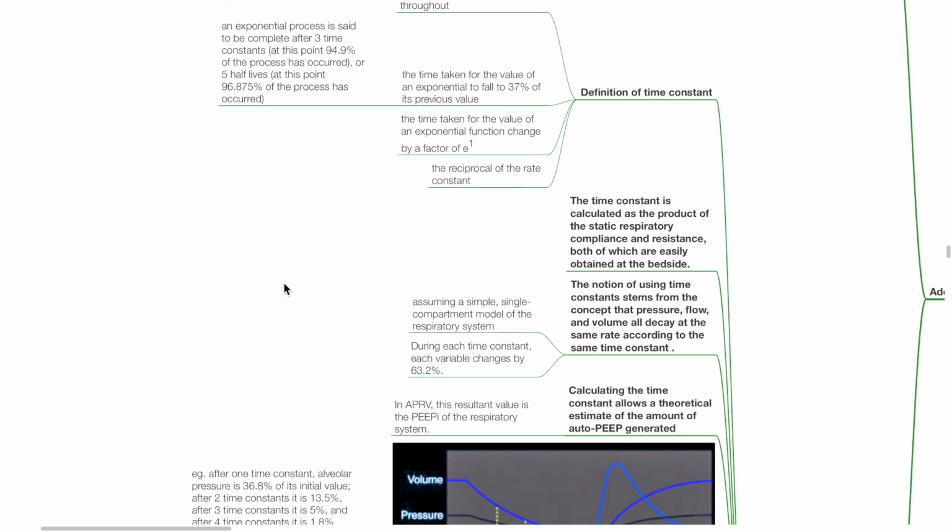The time constant is calculated as the product of static respiratory compliance and resistance, both of which are easily obtained at the bedside. The notion of using time constants stems from the concept that pressure, flow, and volume all decay at the same rate according to the same time constant, assuming a simple single compartment model of the respiratory system. During each time constant, each variable changes by 63.2%.